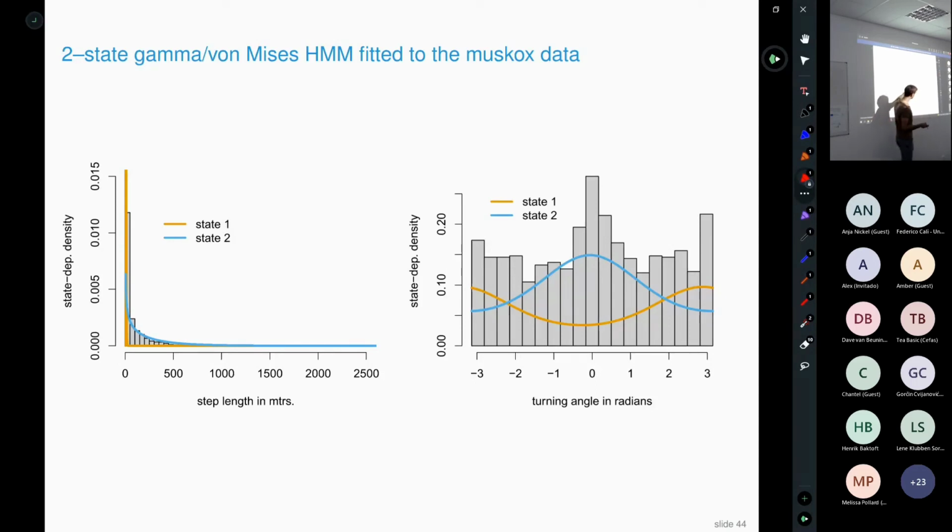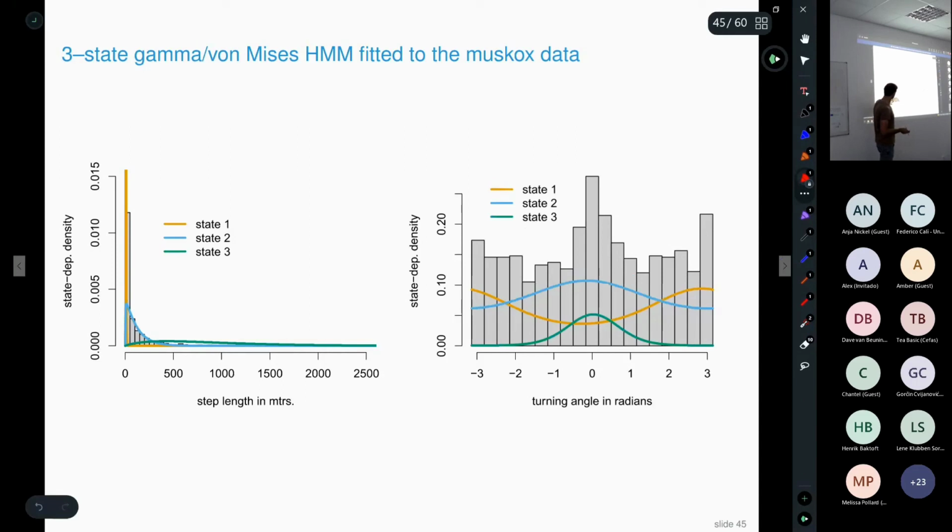If we do include a third state, then we end up with a clear traveling state, and then we have a turning angle distribution where you actually never see turning angles corresponding to the animal turning around. You see really small turning angles now. So this is the really directed movement now. So there is a clear difference between 2 and 3 states. And in this case, the 3-state model is actually much easier to interpret than the 2-state model.